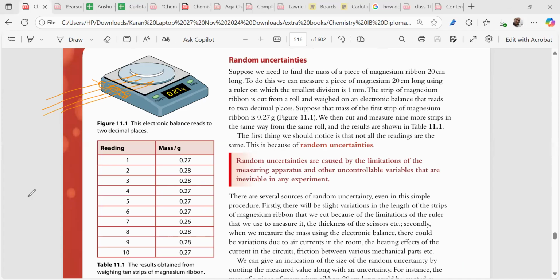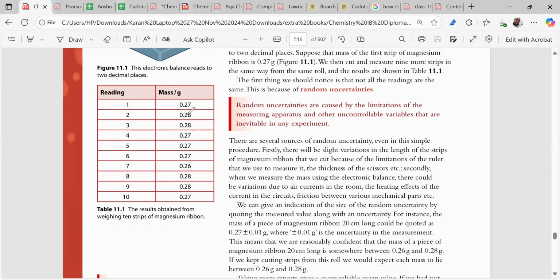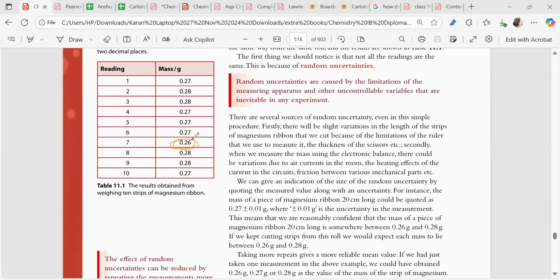But how can you catch it if anything has a random uncertainty? You'll see that the values coming are distributed on both sides of the mean value. Do you get my point? Is it clear to you? The mean value is how much? Sorry, my bad, 0.27. If you're taking the values, how can you tell it comes under random uncertainty? It will have values distributed on both sides of the mean value. Did you get my point? Both sides of the mean value, right?